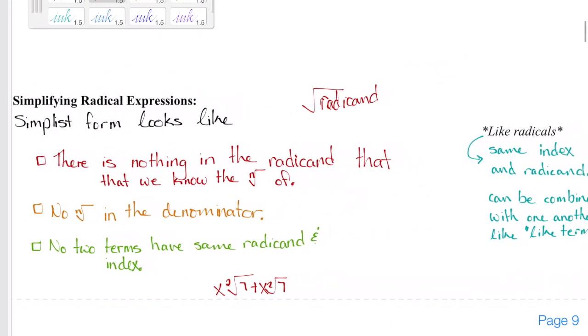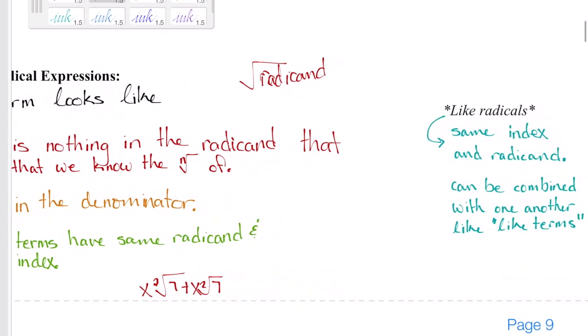Those are called like radicals. So if they have the same index and the same radicand, they can be combined the same way that you would do like 3x plus 7x. We don't know what the square root of 7 is off the top of our heads. It's a really gross decimal, so we can treat it like a variable. So we can say 3 square root 7 plus 7 square root 7. We can combine those, so 3 plus 7 will give us 10 square root 7.